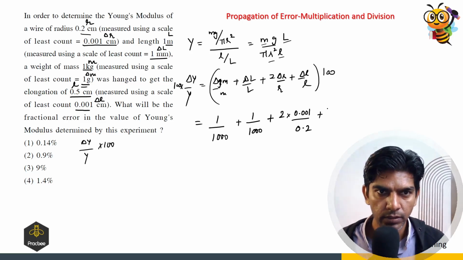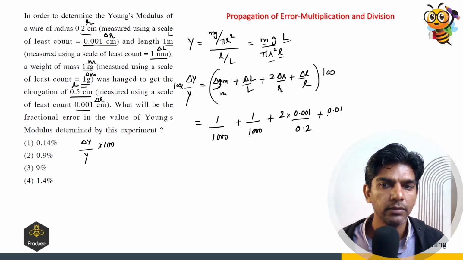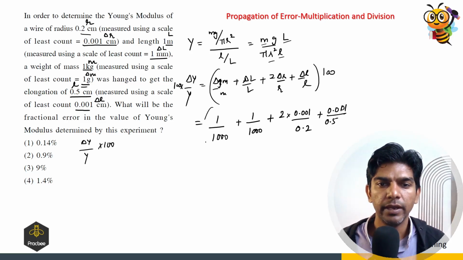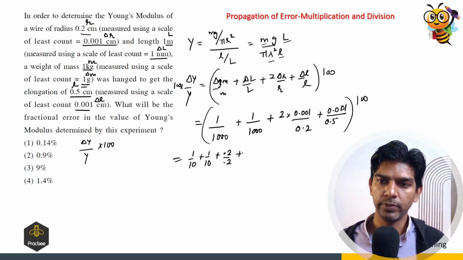Elongation delta L is given as 0.001, that is the error, and elongation is 0.5, and we have to multiply this with 100. So let us multiply all the terms with 100. So we'll get 1 by 10 plus 1 by 10 plus 0.2 by 0.2 plus 0.01 by 0.5. Sorry, 0.1 by 0.5. So this decimal will get cancelled out.